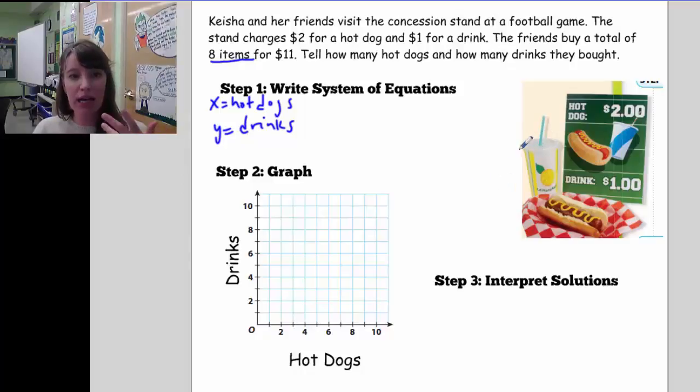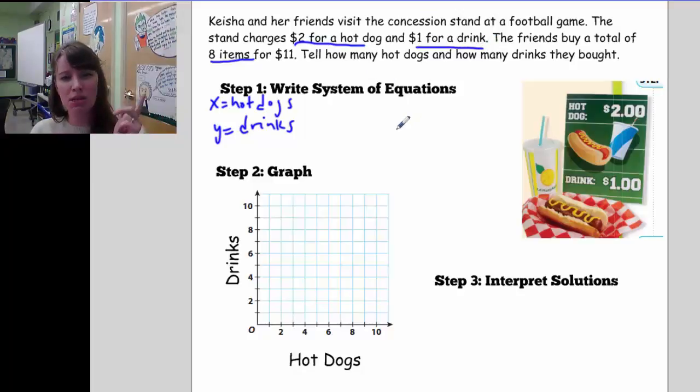So that's literally like altogether, if you bought a hot dog, that's considered 1 item. If you bought a hot dog and a drink, that's considered 2 items. So they gave us this information that there's going to be 8 items sold totally, and that the price of them is going to be $11. So we have information about the cost and we have information about the number of items. Okay, so let's think about this for a minute. It's $2 for a hot dog and $1 for a drink.